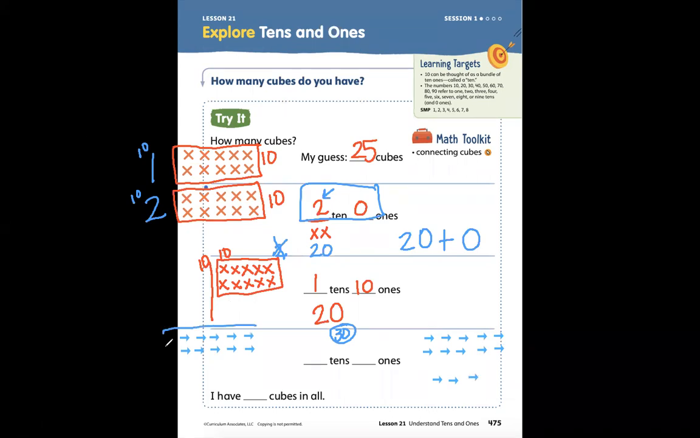Here I have a group of 10. Here I have a group of 10. And I have 1, 2, 3 extra ones. So I have 2 10s and 3 ones. So the total number that I have is 23 in all.